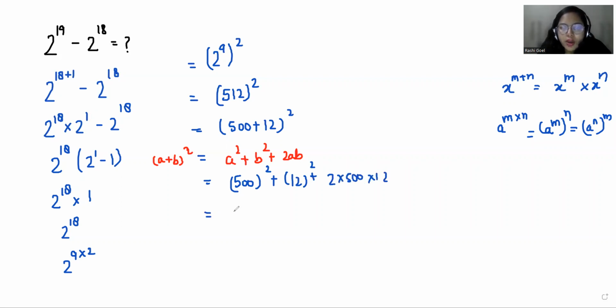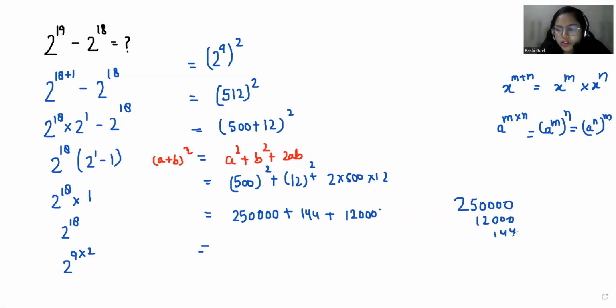So 500 square is 250000 plus 12 square is 144. 2 times 500 is 1000, times 12 is 12,000. So 250000 plus 12000 plus 144 is equal to 262144.